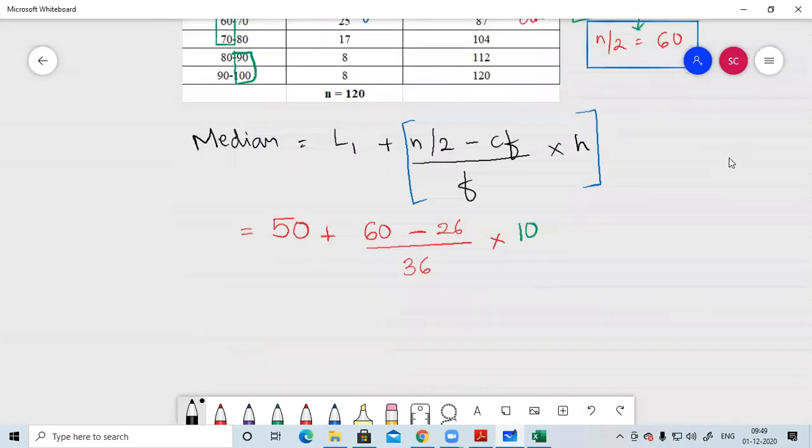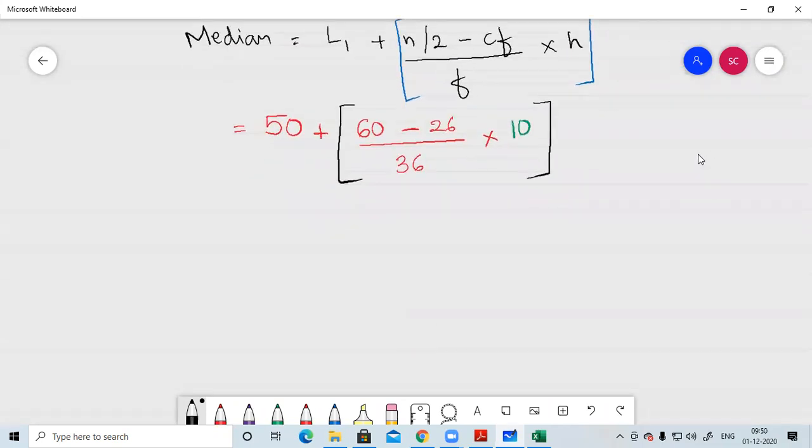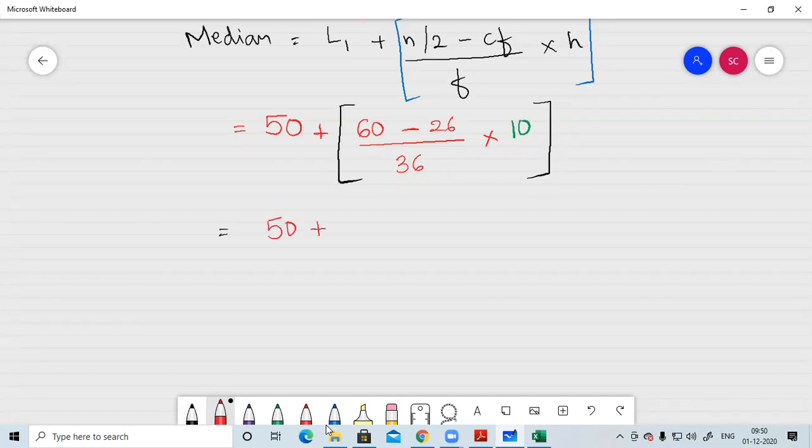Yes, sir. So now when you're solving, you first solve your bracket information. Let's do it step by step for you to understand. So 50 plus, what is 60 minus 26? 34. On your calculator, you can do it in one go, divided by 36 into 10.